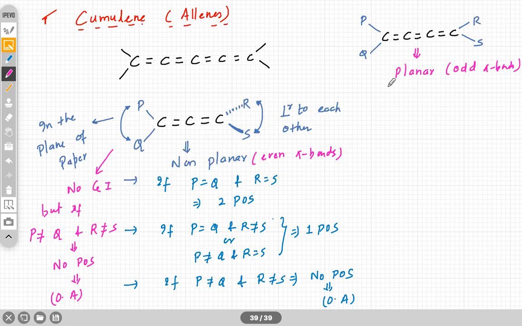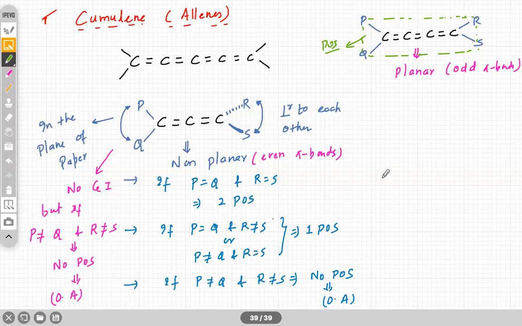And in this also, all these are planar, right? So obviously we'll have a plane of symmetry along this line. We'll have a plane of symmetry along the plane of this molecule. Right, this plane we have a POS. This is a POS, we have a plane of symmetry. So we obviously have a plane of symmetry, and hence it won't show geometrical isomerism.